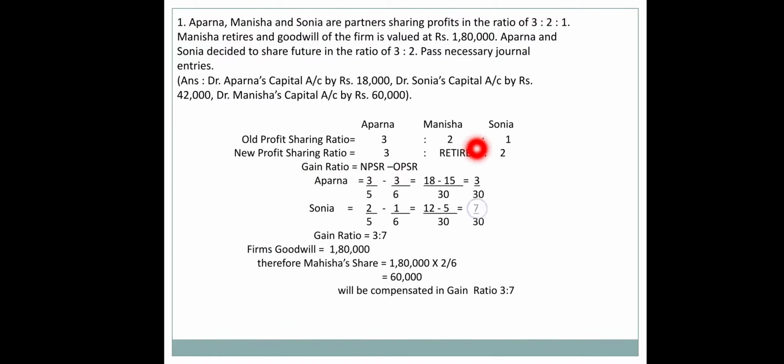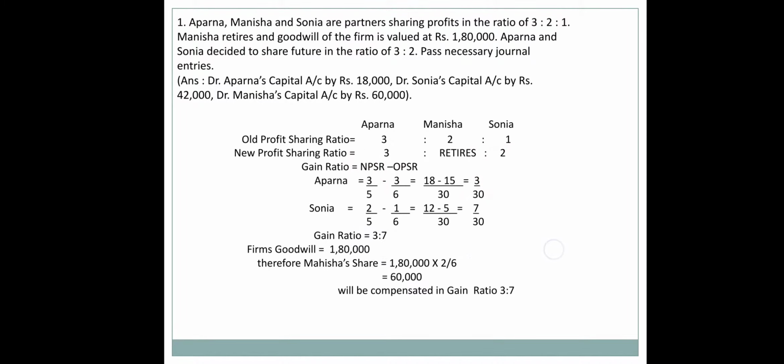When the partner retires, he will be out of the business. So the left part will be of the retiring partner. Now, the firm's goodwill is valued at 1,80,000. Aparna and Sonia settle with 3:2. Prepare necessary journal entries. Now, in this particular case, we are given the new profit sharing ratio and the old profit sharing ratio.